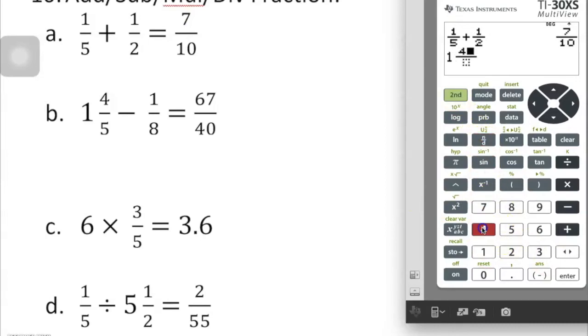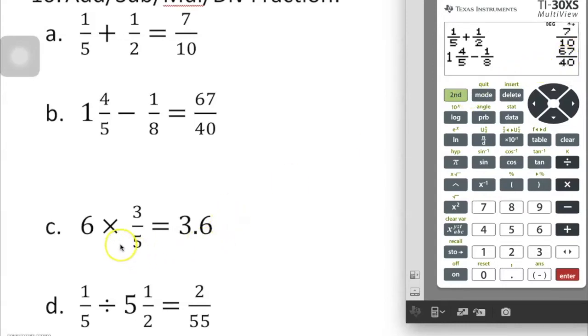Now, next one, second n/d, 4/5. Enter. Sorry, go to the right, and minus 1/8. And of course, I can go to the right, or I can just enter. So 67/40. So obviously, this is an improper fraction.